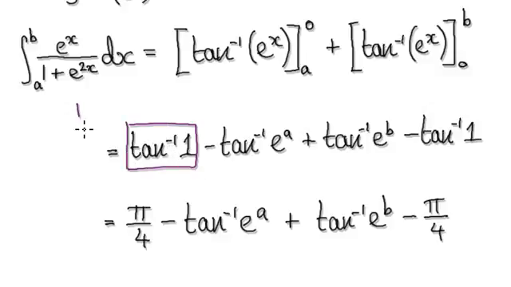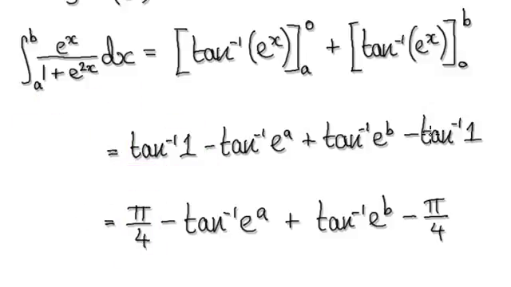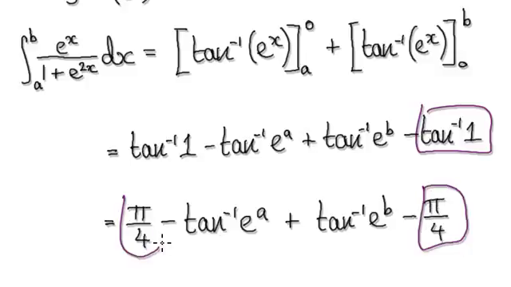arctan of 1. Well, whenever you see arctan of 1, think of a triangle with 45 degrees, where this is 1 and this is 1. So remember, all the way around here would be pi. This here would be a half pi. This here would be pi over 4. Well, arctan of 1 is actually pi over 4. Think about it. And then this bit here is also pi over 4. So these two cancel each other out.